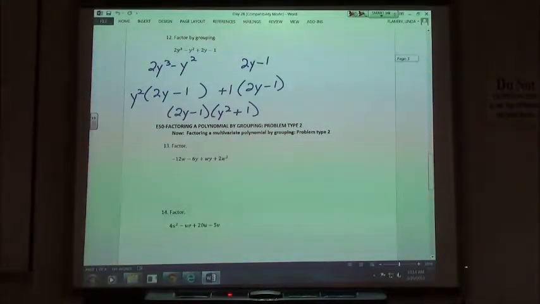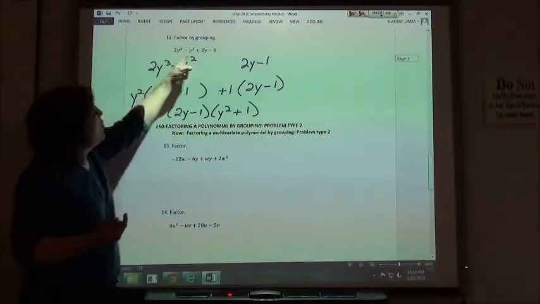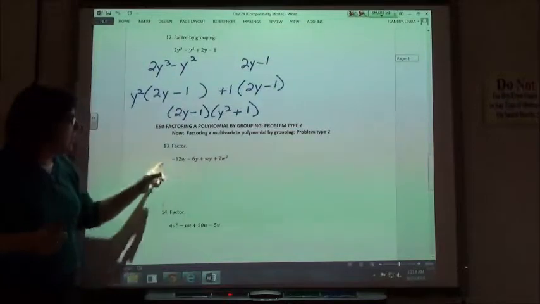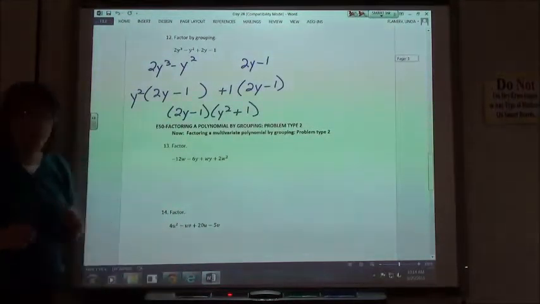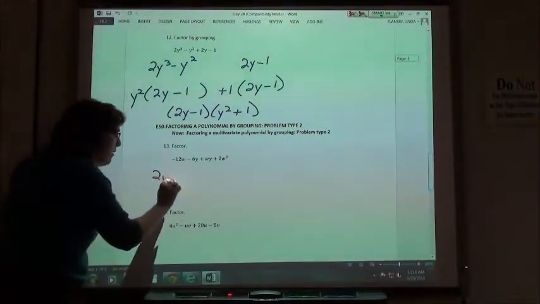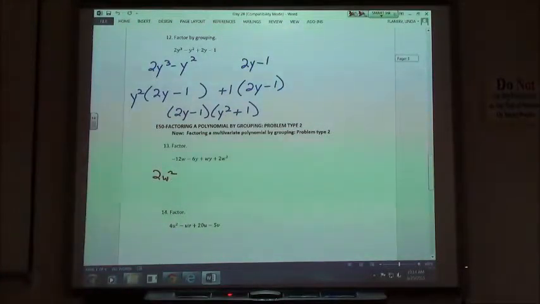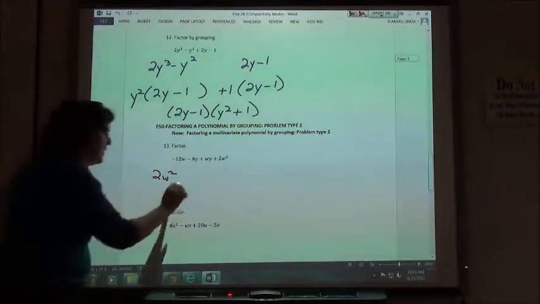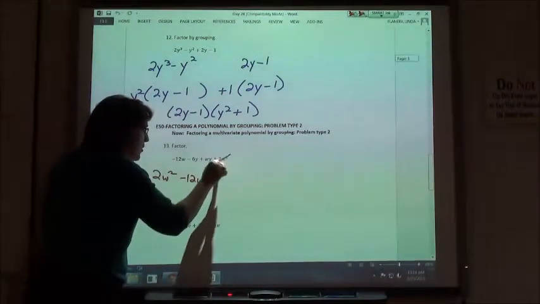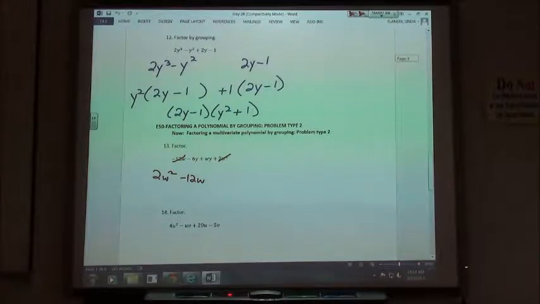So number 13 there, now they've messed the order all around. What I like to do when they don't have it in order, highest exponent down, is to start with the one with the highest exponent. So I'm going to put the 2w squared, and then pick out which one of those 3 terms I have left has the most in common with my 2w squared. A negative 12w would be a good choice. So I'm going to work with those two, start with those as my first 2.